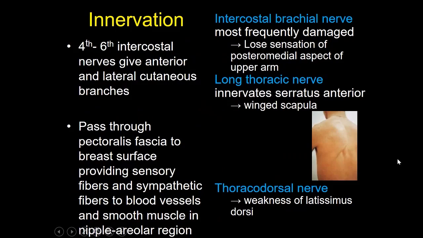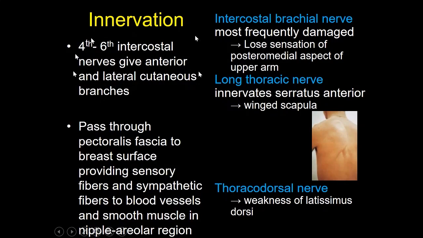Now, innervation is important to know about, but it's most important for our surgical colleagues to know about because when they're doing surgery, if they damage some of the nerves, patients can have certain symptoms that persist. For example, if they were to cut across the intercostobrachial nerve, they'll get loss of sensation to the posterior medial aspect of the upper arm, versus the long thoracic nerve, which innervates the serratus anterior, leading to a winged scapula, or the thoracodorsal nerve, which will lead to weakness of the latissimus dorsi muscle.